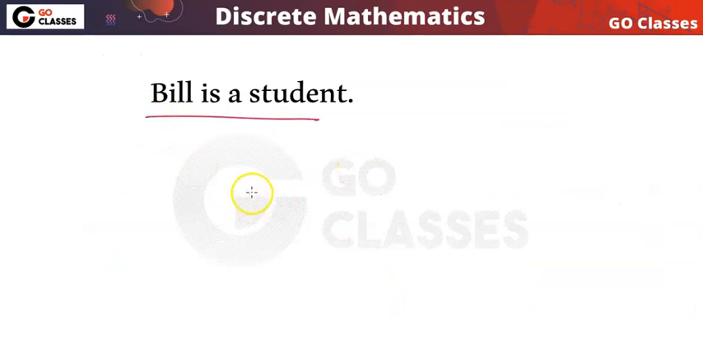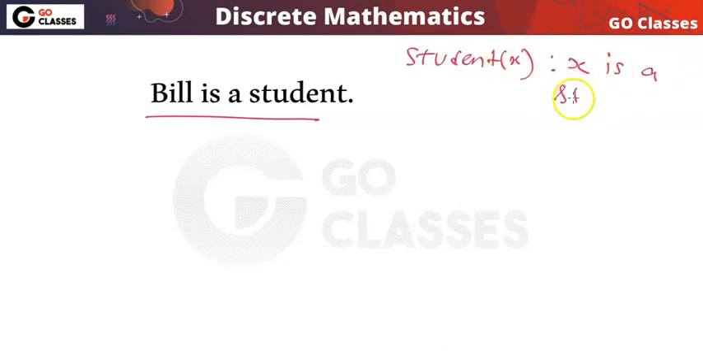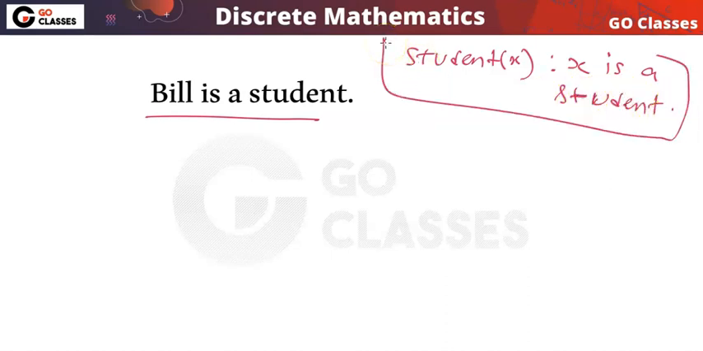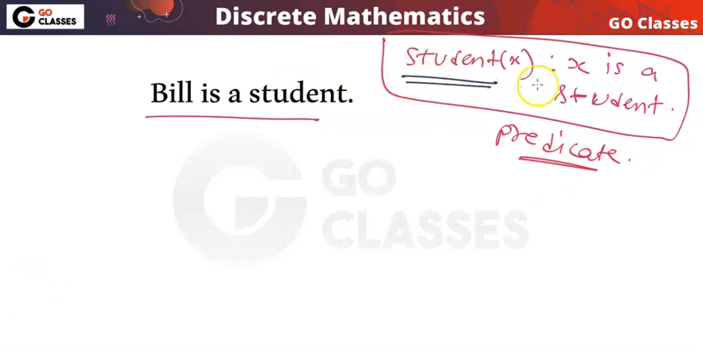Bill is a student. So consider the predicate. What is this predicate? This predicate means x is a student. Let's assume this predicate is given to us. Now you can notice student x means x is a student. Now this is saying Bill is a student. So how can I write it? Very simple. I can say student Bill.